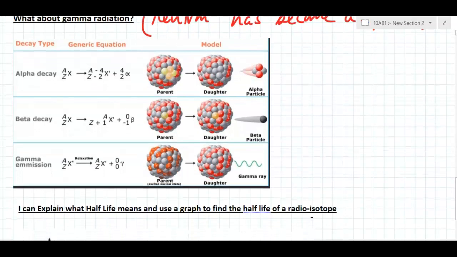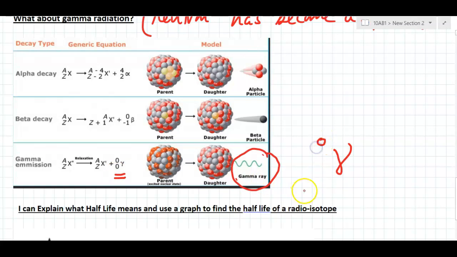Now you can see here that you've got gamma rays, but remember gamma is an electromagnetic wave. Here's the representation of gamma. So during gamma emission, there's 0 change to the mass and there's 0 change to the proton number. Gamma rays are energy like light. Okay, they're waves.